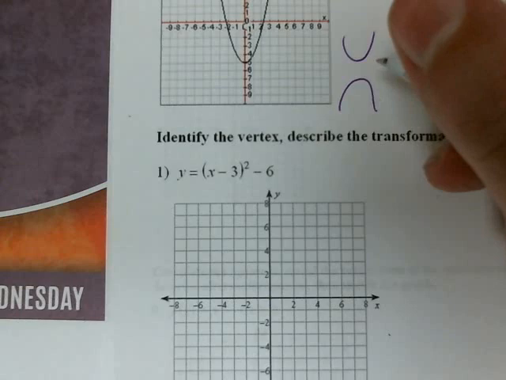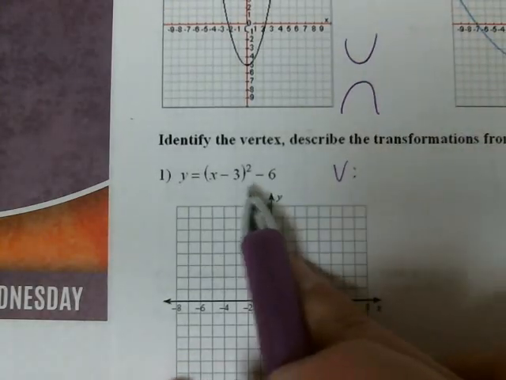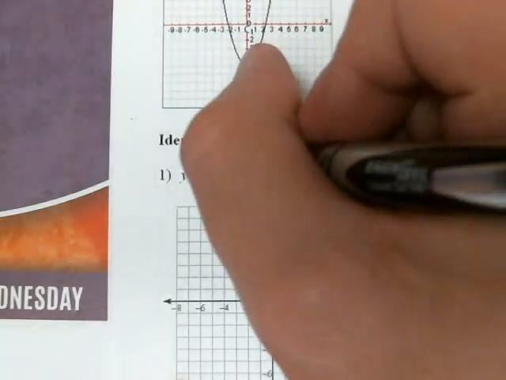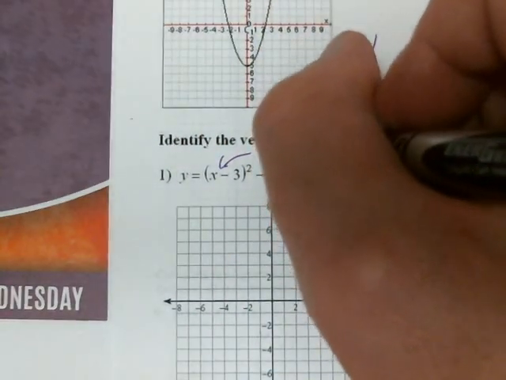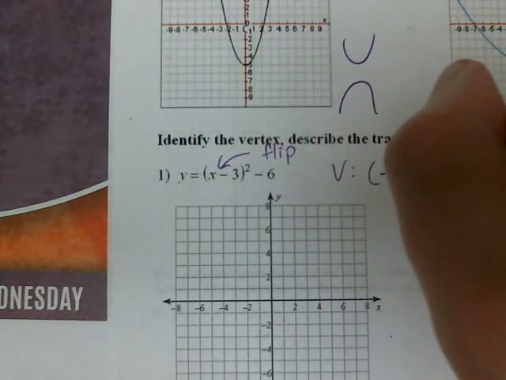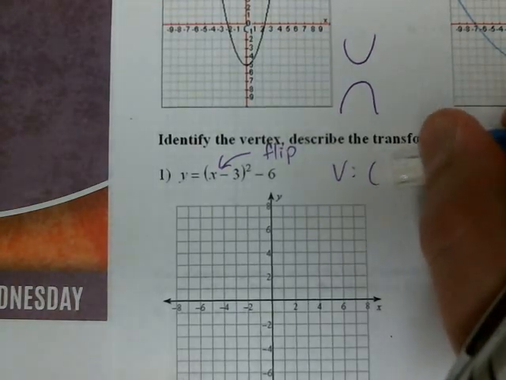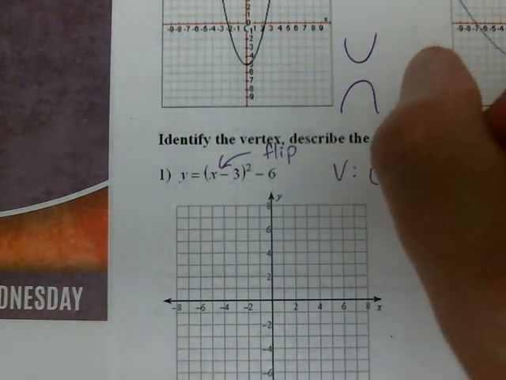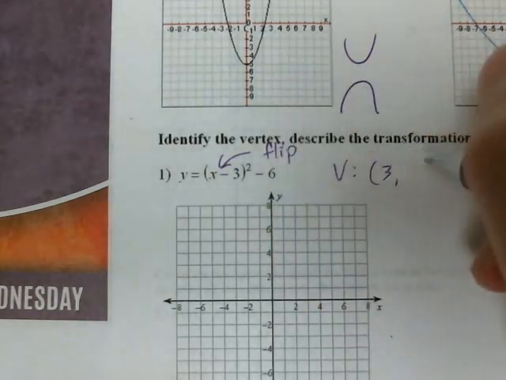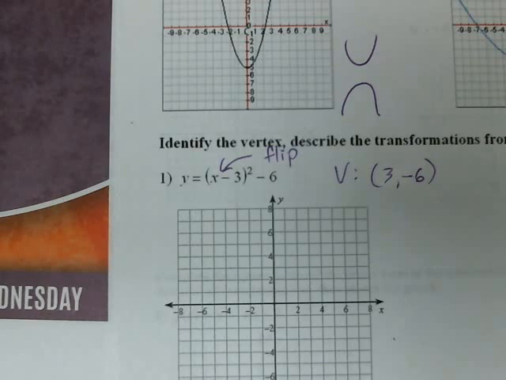Okay, so what I'll have you guys write down in your notes is the vertex is going to be what? Flip that sign, leave that guy alone. So my vertex is negative, I just got through saying flip, and I wrote down -3. So flip that guy, leave the k value alone. So my vertex is 3, -6.